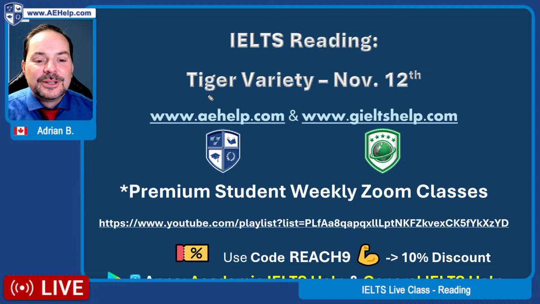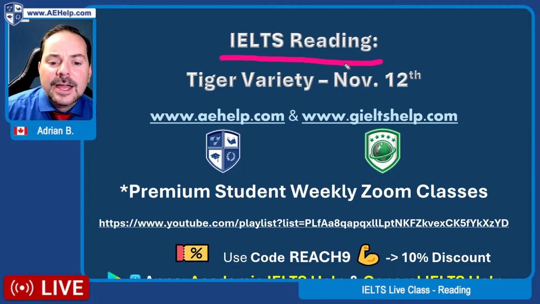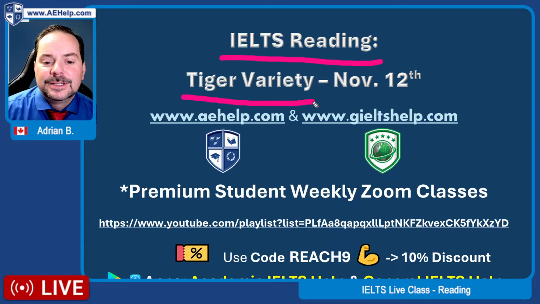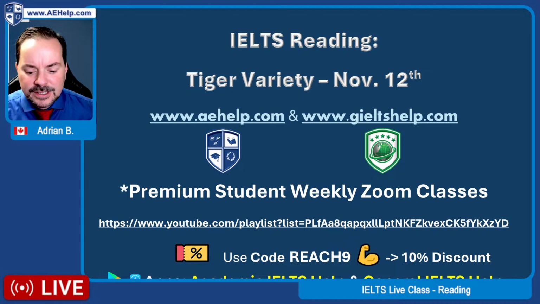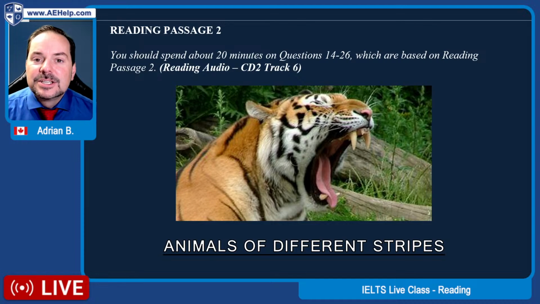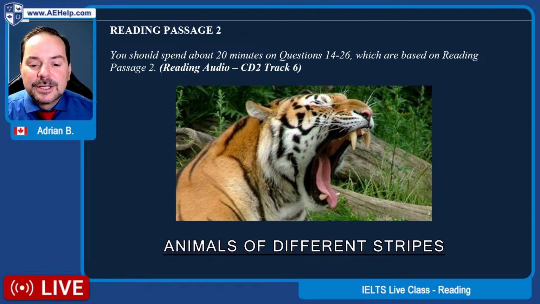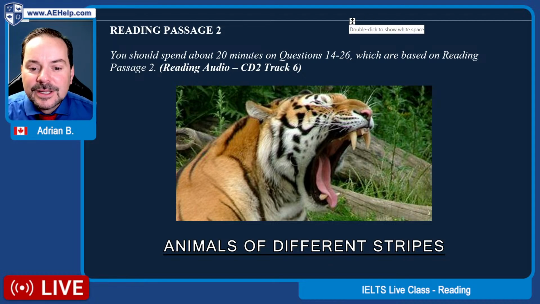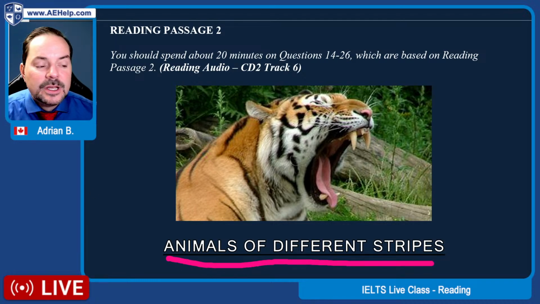Students, today we are looking at an IELTS reading section, and the topic will be tigers, or better put, varieties of tigers. This reading passage is coming from our exam books. Here you see this beautiful tiger looking like it's yawning, waking up in the morning. The title is Animals of Different Stripes.